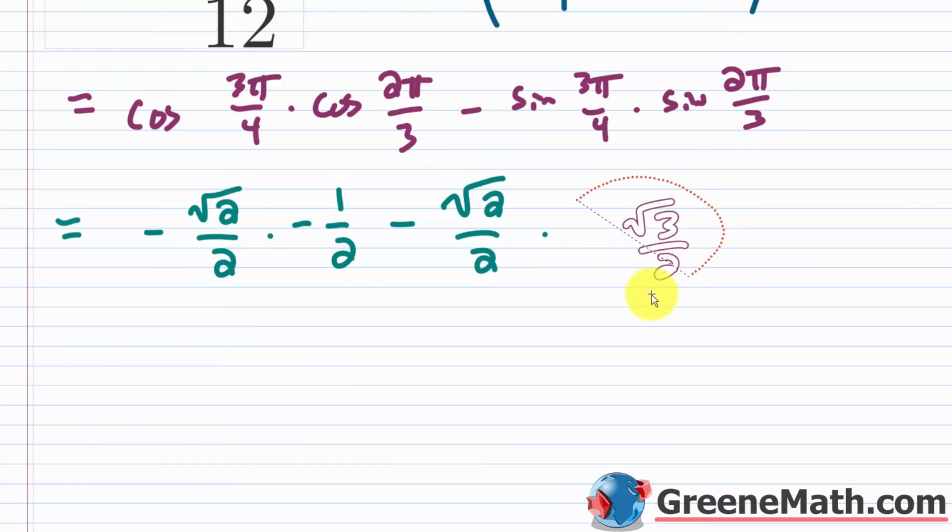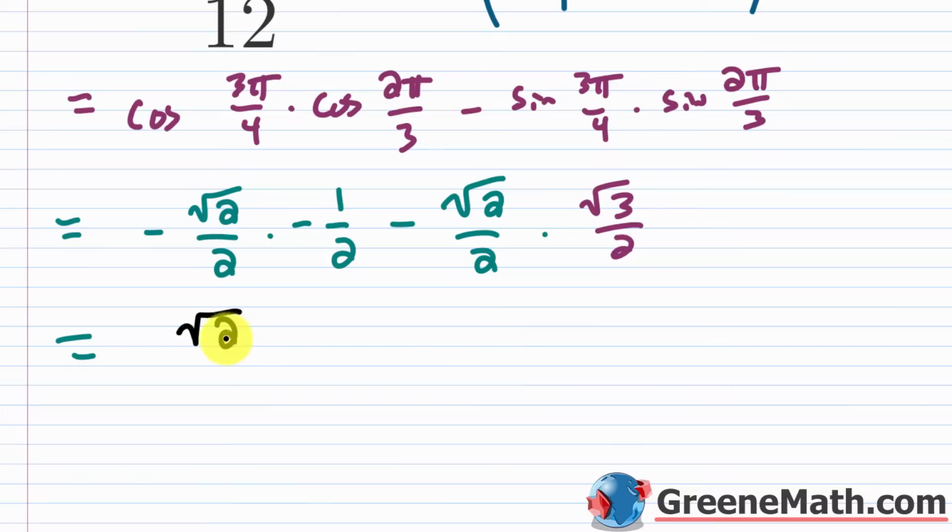Let me put times there and just move this up. Okay, so now it's pretty simple, just some arithmetic. We're going to say this is negative times negative, which is positive. Square root of 2 times 1 is just square root of 2. And this is over 2 times 2, which is 4. And then minus the square root of 2 times square root of 3 is the square root of 6. And this is over 2 times 2, which is 4.